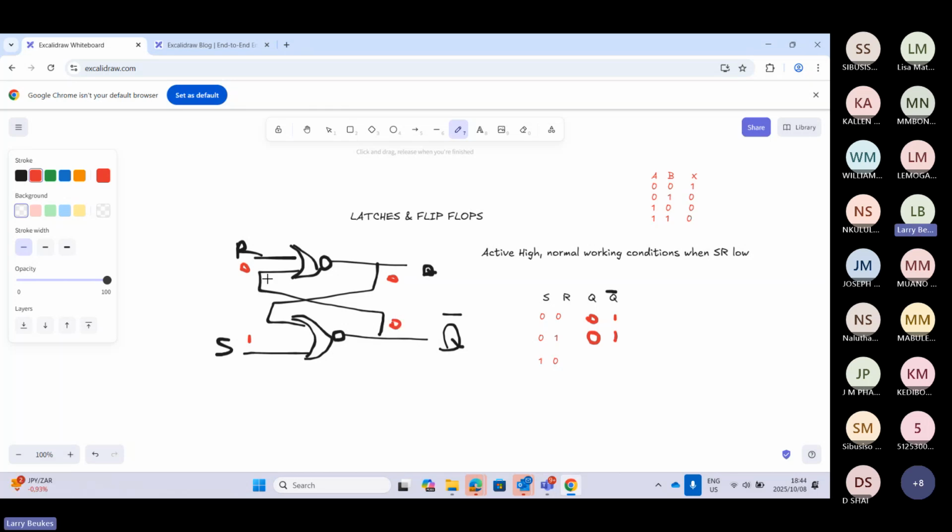This 0, you bring it here, 0, 0 gives you a 1. So this changes and turns into a 1, right? This one, you bring it here, 1, 1. 1, 1 gives you a 0. 0, 0 gives you a 1. So Q becomes 1, and then Q naught becomes 0, right? So this is going to be a 1, and this is going to be a 0.